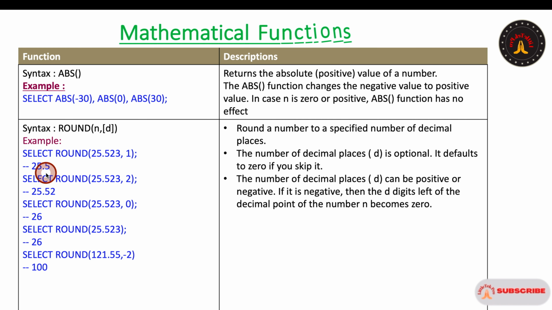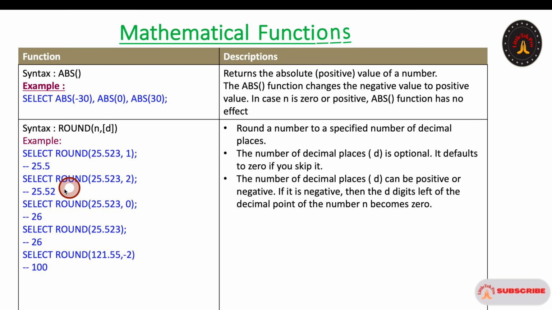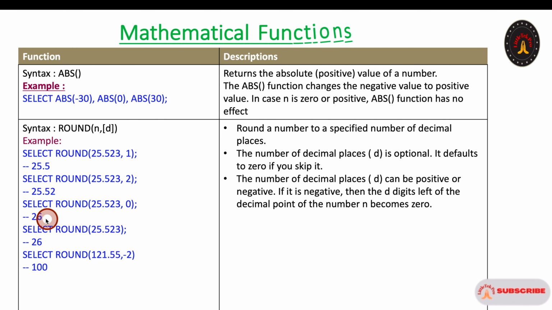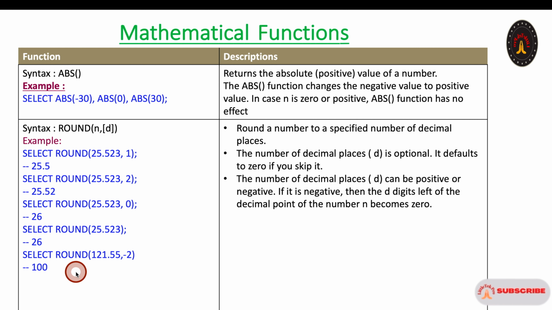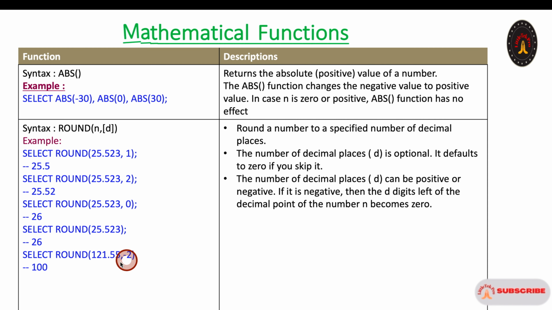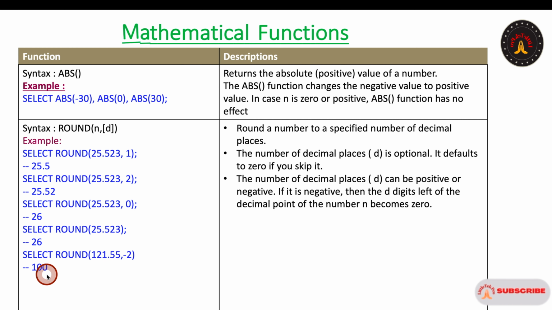So basically the answer is 25.5. The second one is up to the second decimal point, so its answer is 25.52. In the same way with 0, it's going to round. And if there is no decimal point, still it's going to round. And if it's negative, then the digits from the left of the decimal point become 0. So it's minus 2, so this 2 and 1 are going to be 0, and the answer will be 100.